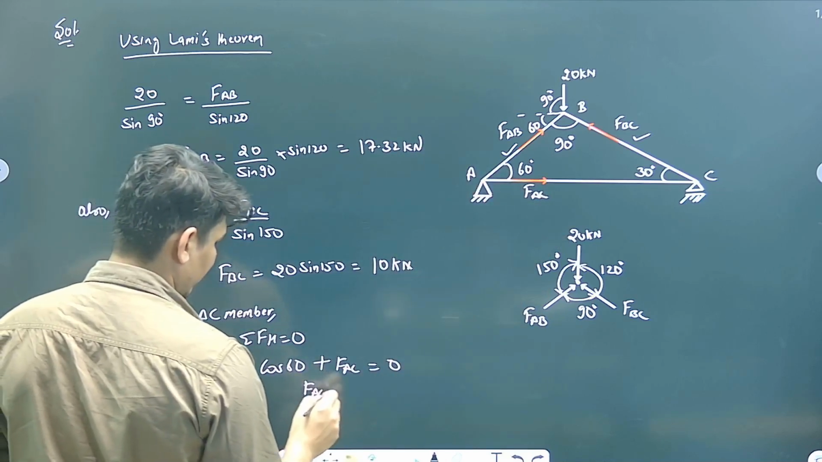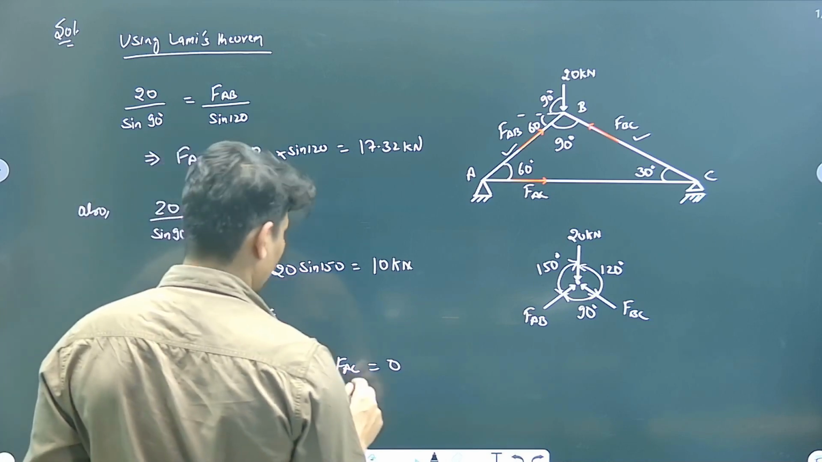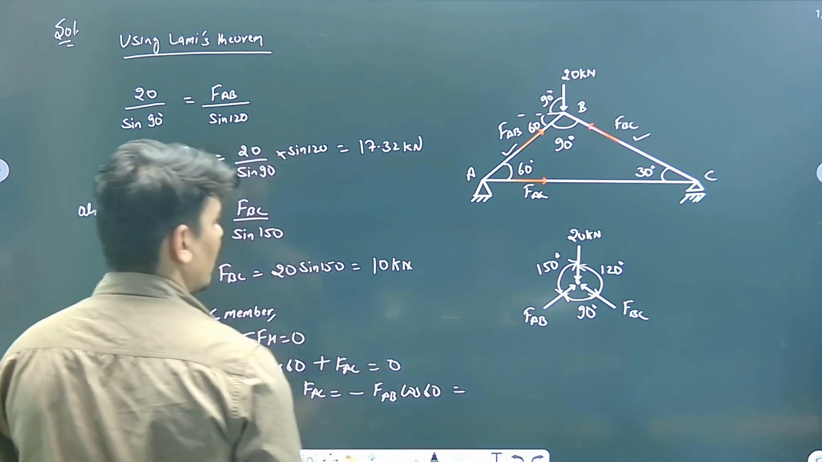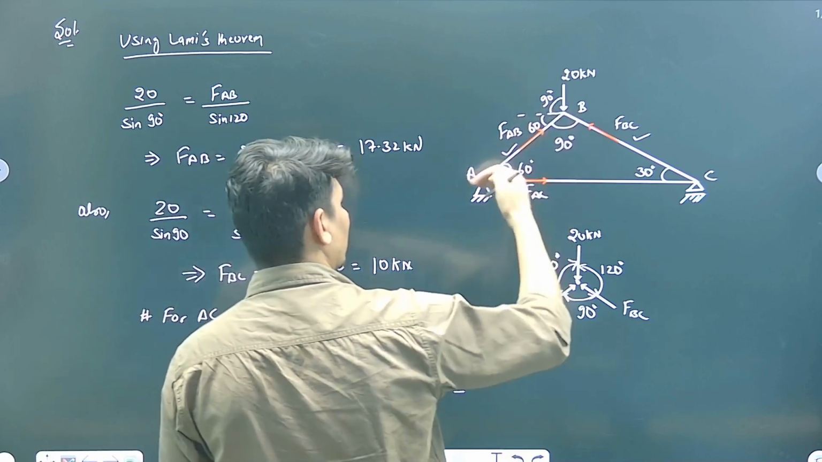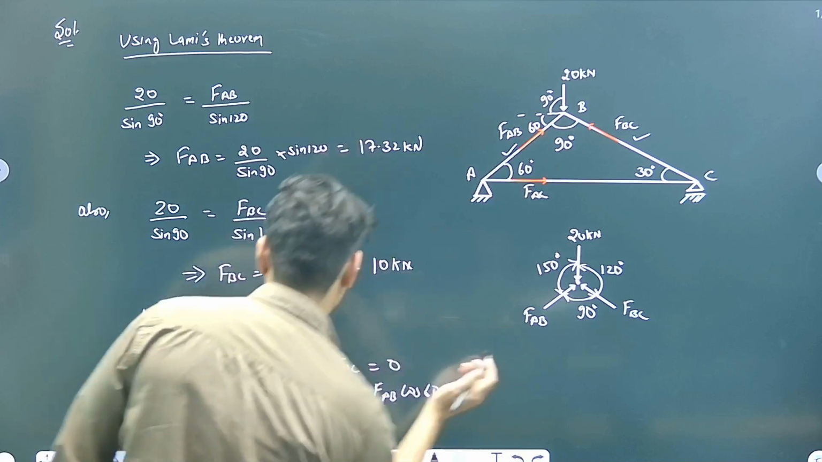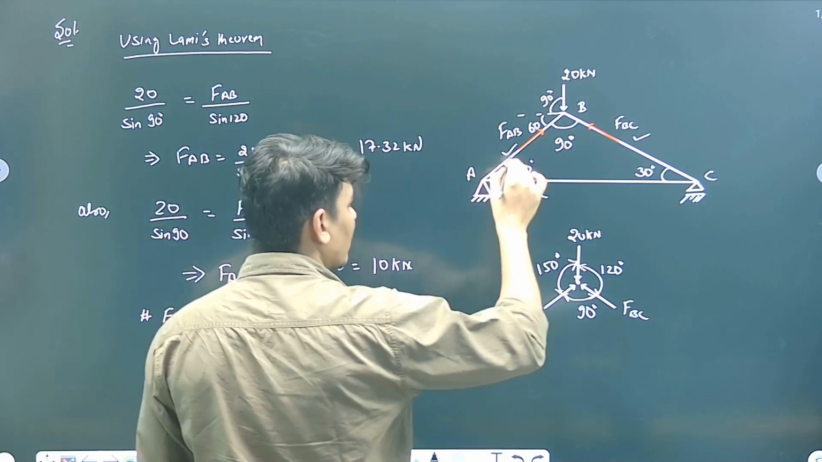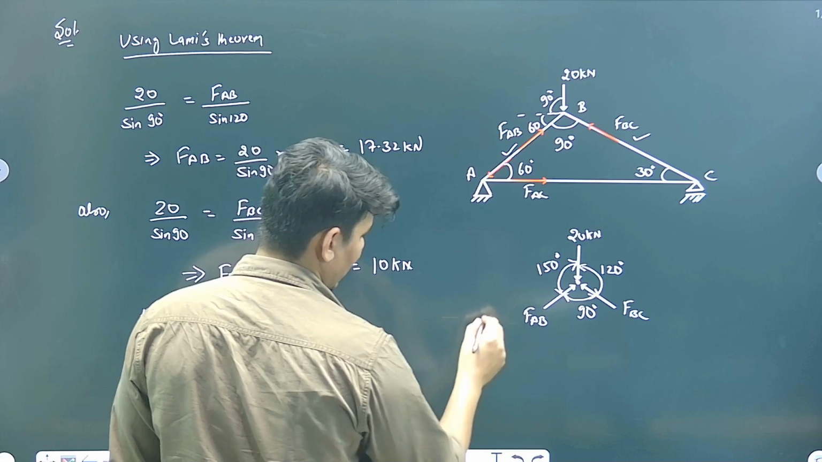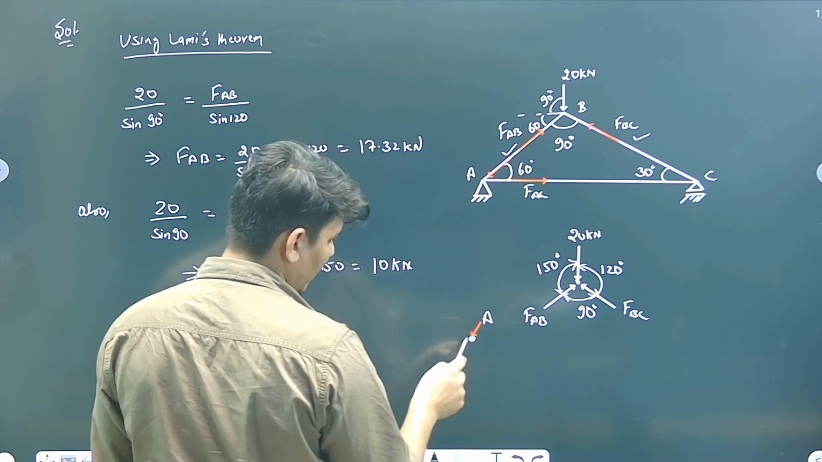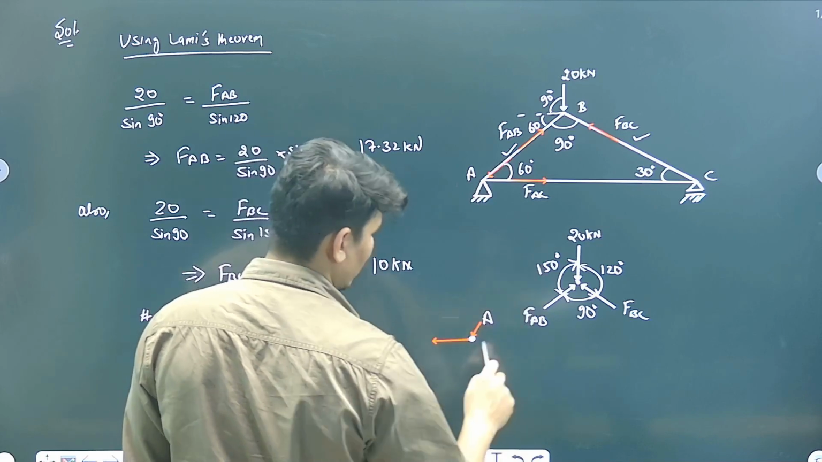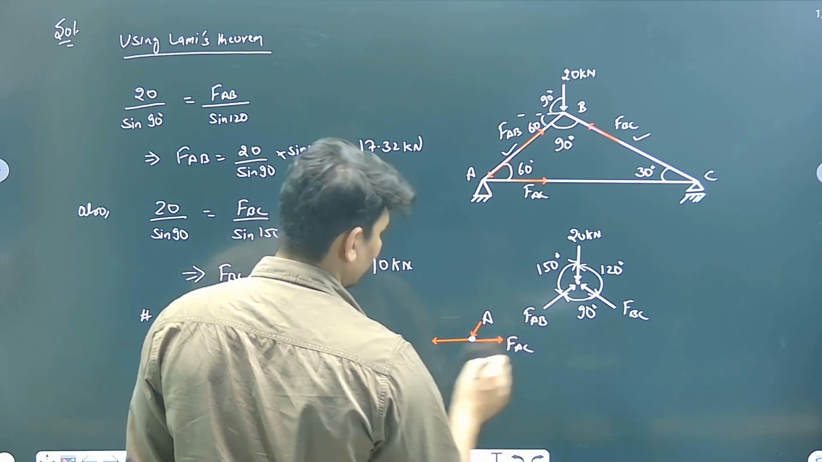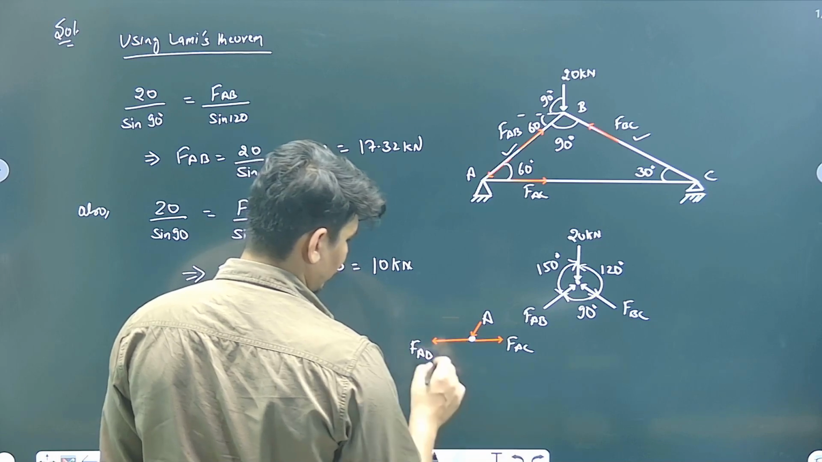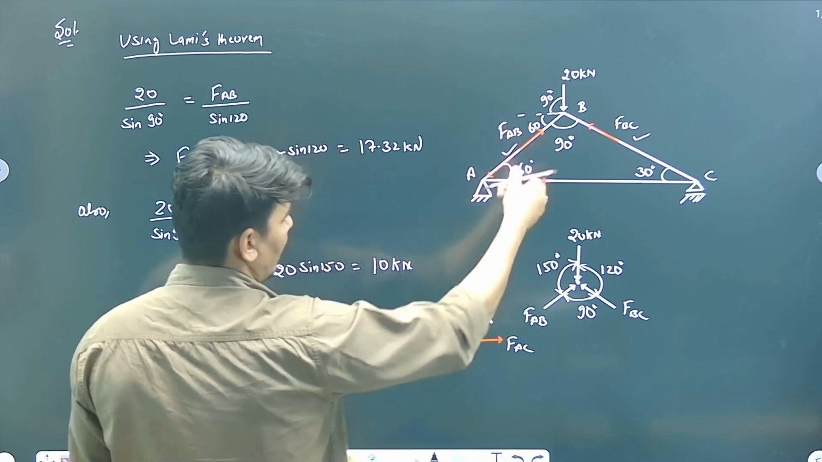So F of AC is equal to negative of F of AB cos 60. Why F of AB cos 60? Right. The nature was compressive. Wait. One mistake. The force is compressive in nature, right? So its horizontal component, I am taking a point A. So the horizontal component of this force must be like this, and in the opposite direction it is F of AC. So this is F of AC, this is F of AB cos 60, right?